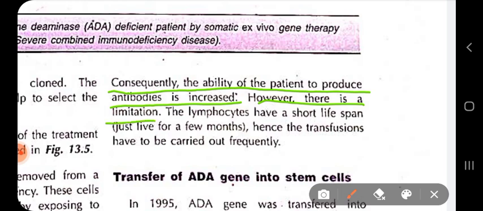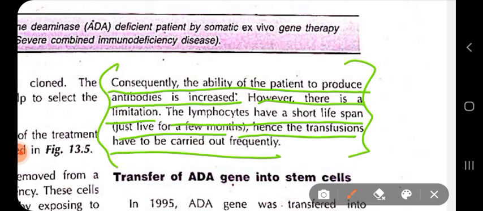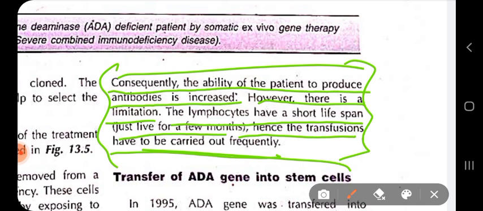However, there is a limitation. Lymphocytes have a short lifespan, they live just for a few months, and hence transfusion has to be carried out frequently. So the major limitation of this approach is the very short lifespan of lymphocytes, and therefore we have to repeatedly transfuse them, frequently, for curing this SCID disease.